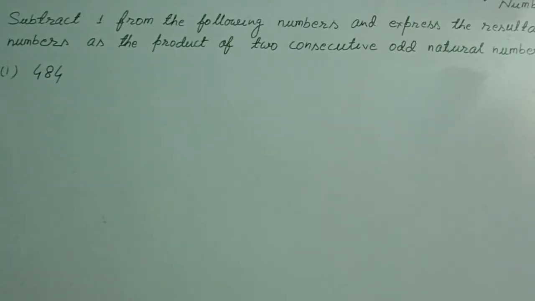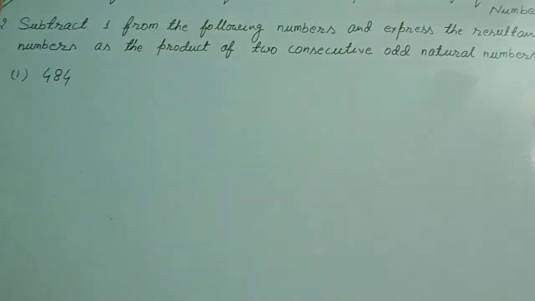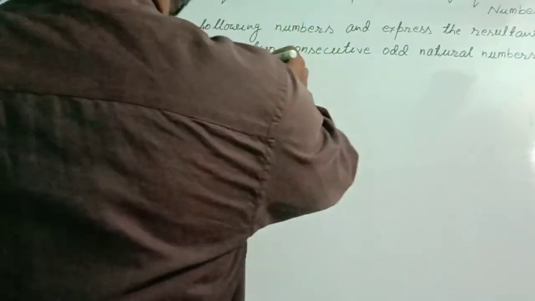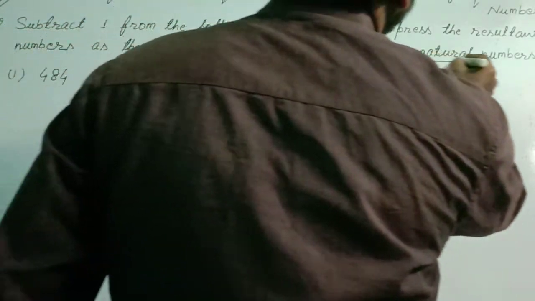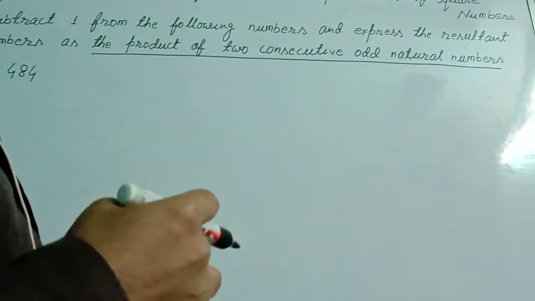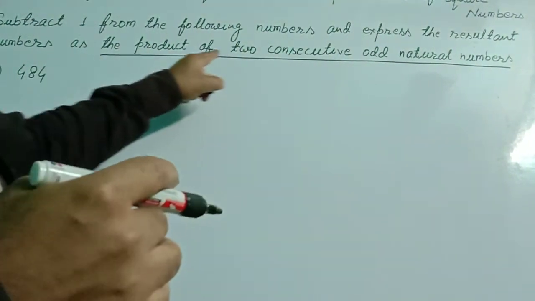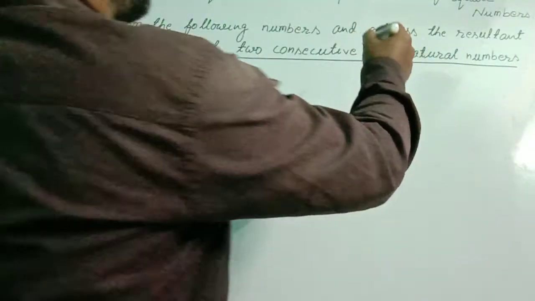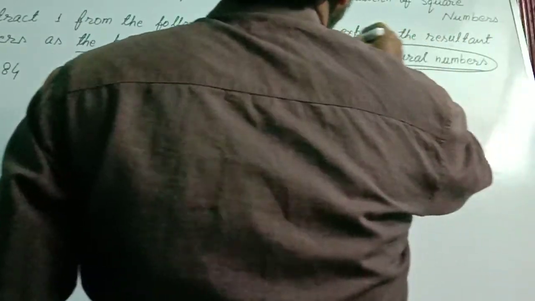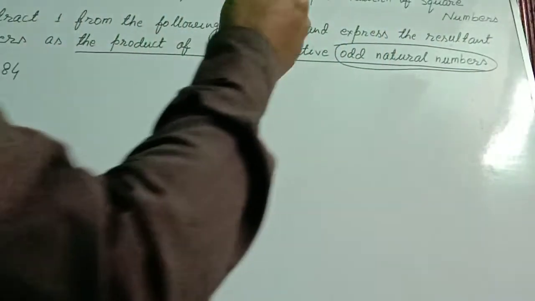So what is the difference between these two questions? Yesterday at this place you had got the product of two consecutive even natural numbers. But today you have the product of two consecutive odd natural numbers. This much is the difference. There were even natural numbers and here it is odd natural numbers.